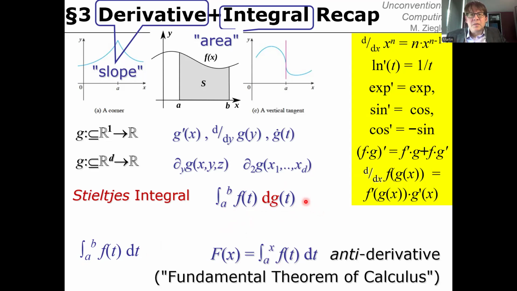So let me just report that in many simple cases, this can be expressed as an ordinary Riemann integral, namely the integral now with the integrand being f of t times g prime of t. So instead of integrating with respect to g in the Stieltjes integral, we can integrate with respect to t, as in the Riemann case, but now the integrand is multiplied by the derivative g prime.